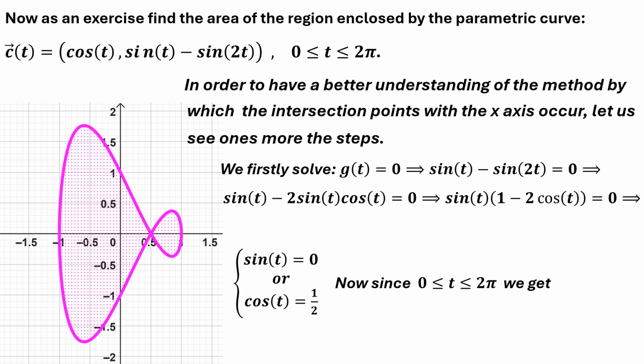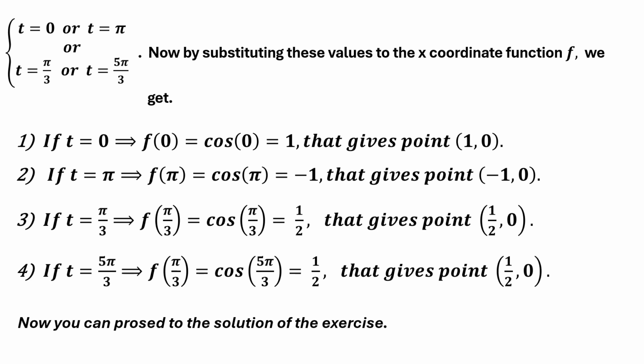In order to have a better understanding of the method by which the intersection points of parametric curve C with the x-axis occur, let us see once more the steps. We first solve g of t equals 0, where g is the y-coordinate of the parametric curve C. So in our case we have sine of t minus sine of 2t equals 0. From this we get sine of t equals 0 or cosine of t equals 1/2. Below, we can see the next step. As you can see, we substitute into the x-coordinate of parametric curve C the roots of the previous equation, g of t equals 0. This substitution gives us the points of the x-axis of the xy plane at which curve C intersects it. Since the point (1/2, 0) occurs twice, we conclude that two different, opposite, branches of C pass through it.